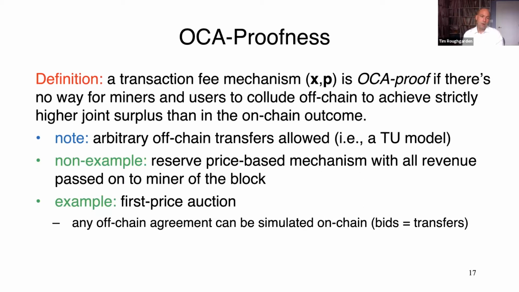First price auctions satisfy OCA proofness. Basically, whatever a miner and users want to do off-chain, whatever side payments they use, they could just instead communicate those through the bids on-chain, no big deal. A non-example, something that fails OCA proofness, is if you try to use a reserve price in the most straightforward way. It turns out a miner and users can actually collude off-chain to circumvent whatever reserve price you're trying to implement.